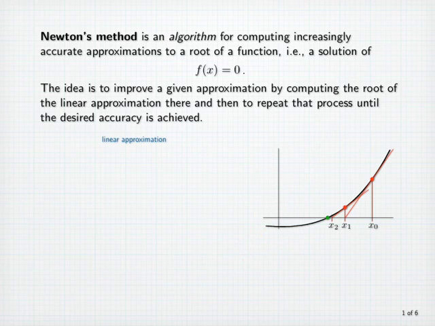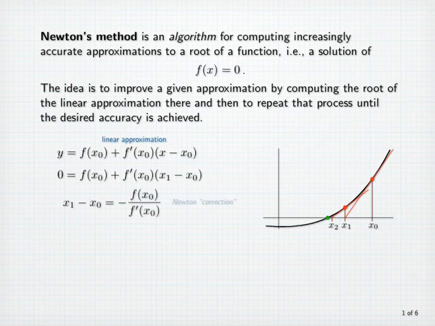Let's write the linear approximation to f at x0. y equals f of x0 plus f prime of x0 times x minus x0. We set y equal to 0, and we set x equal to x1, and now we want to solve for x1. x1 minus x0 is equal to minus f of x0 over f prime of x0. This term is sometimes referred to as the Newton correction. And so x1 is equal to x0 minus f of x0 over f prime of x0.